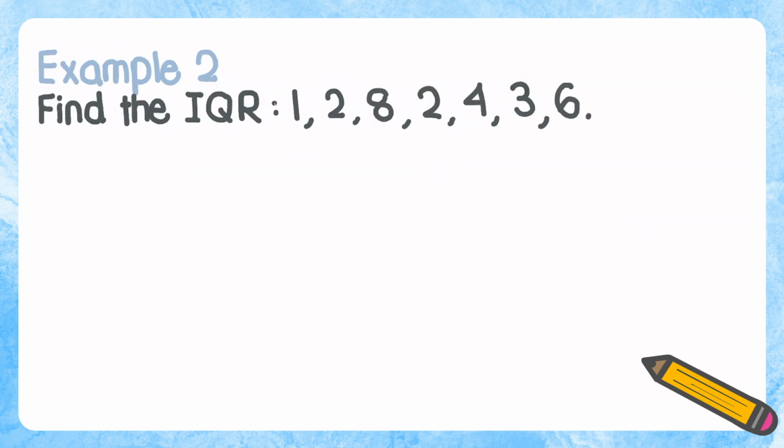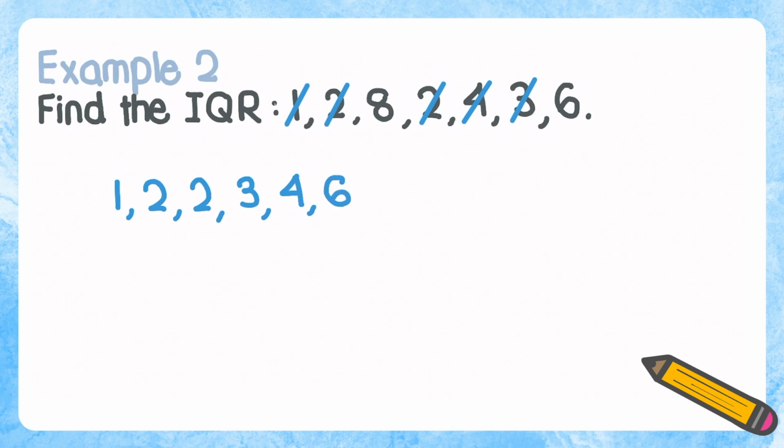So let's take a look at another example. Remember, we want to first reorder from least to greatest. So my smallest number is 1, then 2, 2. Remember to write every single number down. And a 6, and then my largest number is an 8. Now in this case, our median is 3. So I'm going to draw a line right down 3.